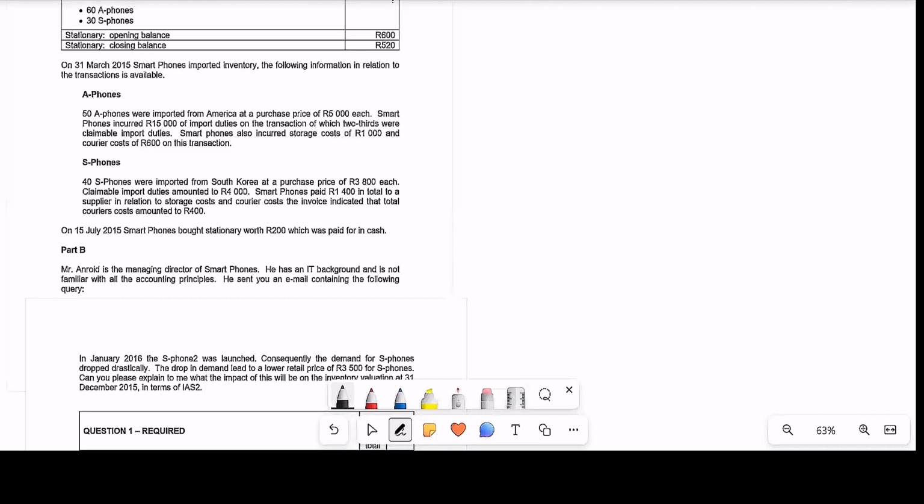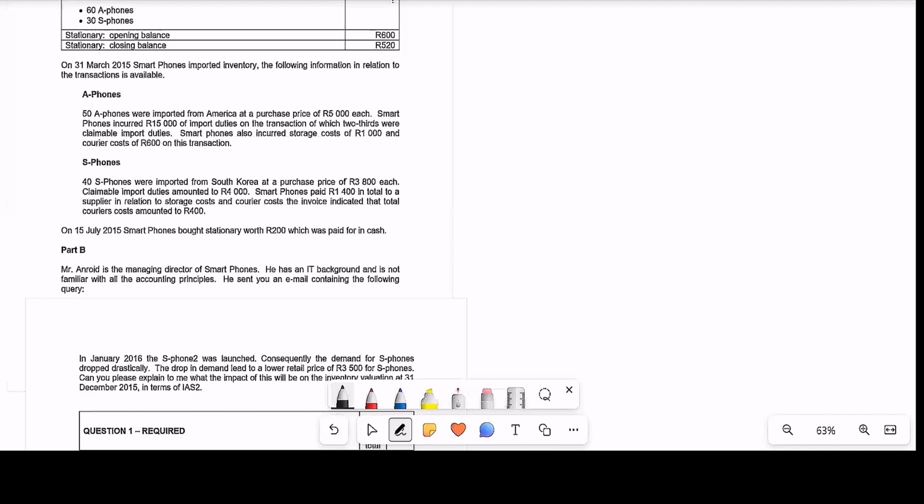So let's continue reading. It says 40 S phones were imported from South Korea at a purchase price of 3,800 each. Claimable import duties amounted to 4,000. Smartphones paid 1,400 in total to a supplier in relation to storage costs. In courier costs, the invoice indicated that total courier costs amounted to 400. On 15 July 2015, smartphones bought stationery worth 200, which was paid for in cash.